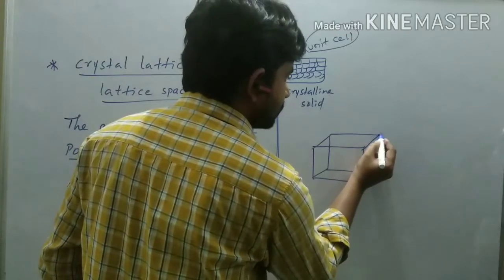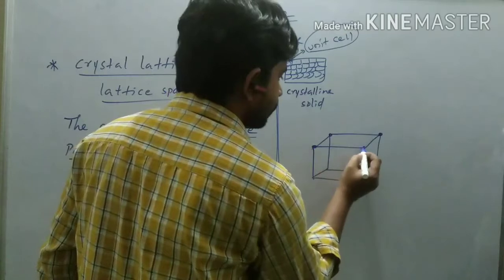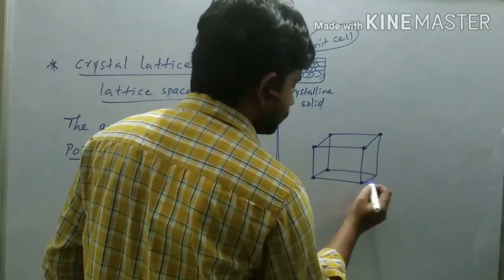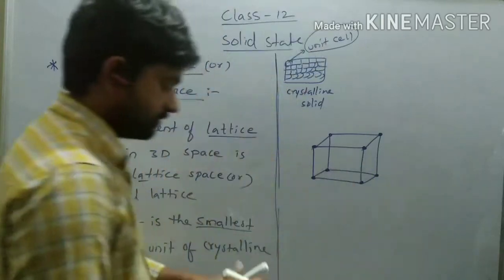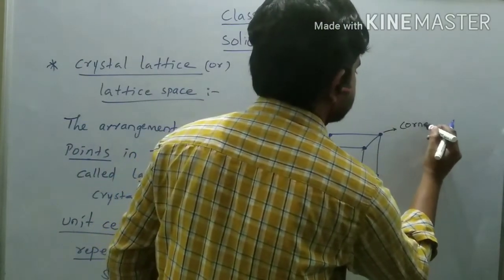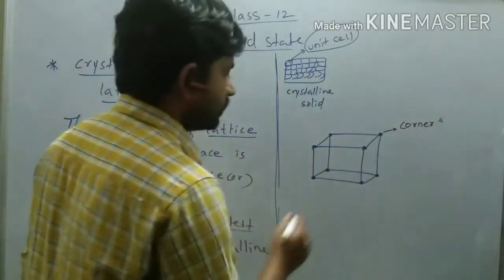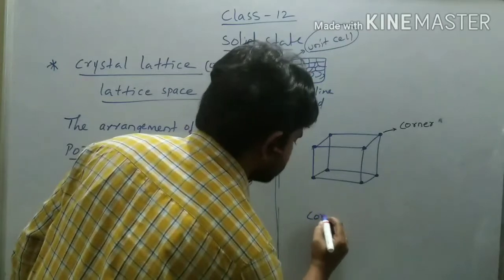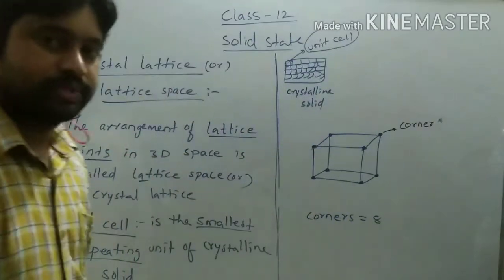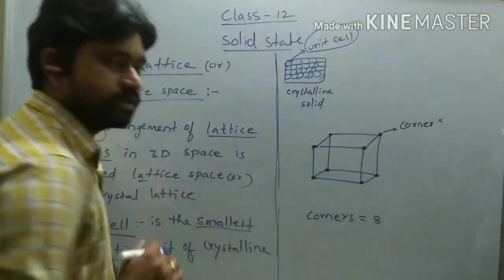Here first, this is one of the corners, this is one of the corners, and so on. So this is a corner. How many corners are there here? I am writing corners. Corners are 8. How? 1, 2, 3, 4, 5, 6, 7, 8 corners are there.